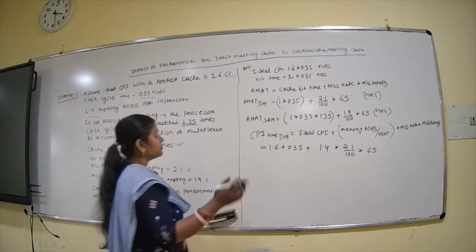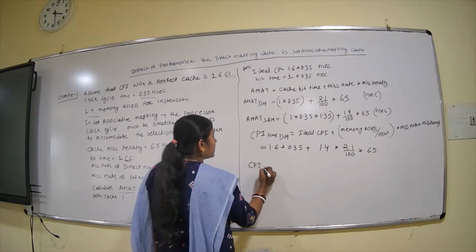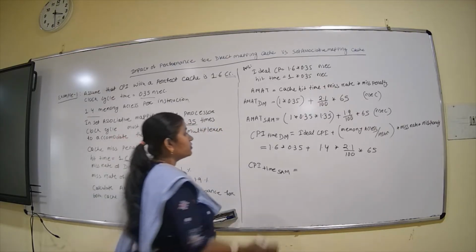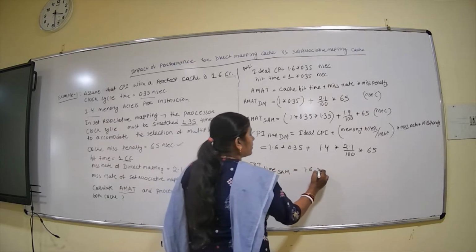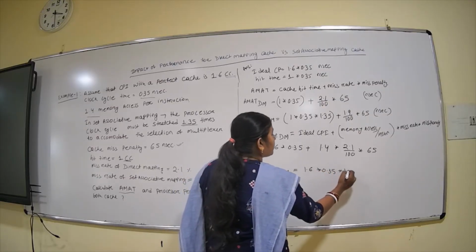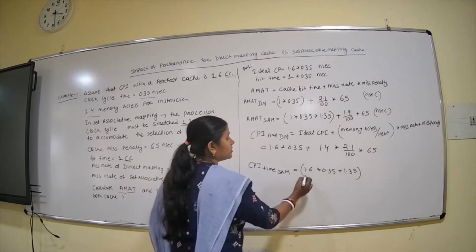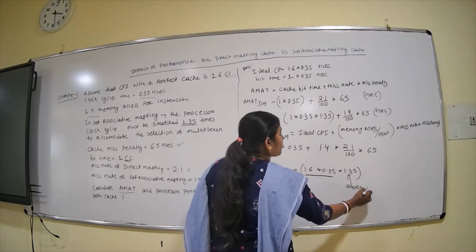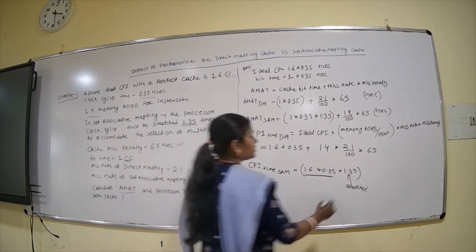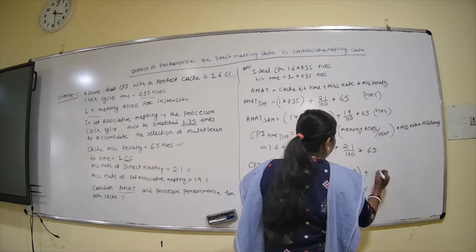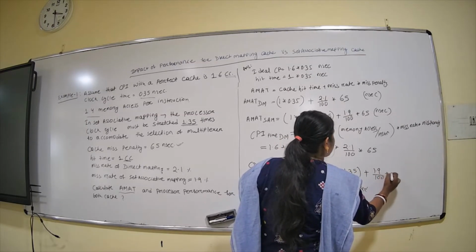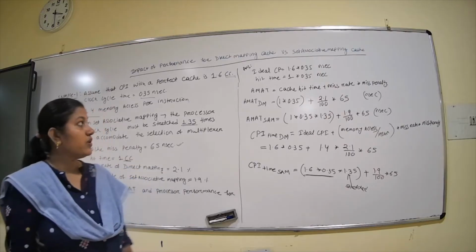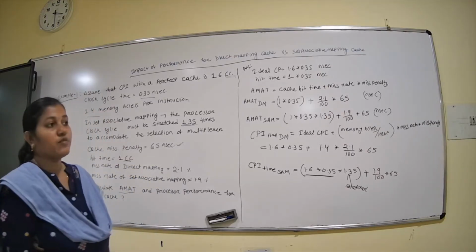Okay. Now, CPI time for the associative mapping. So here the ideal CPI will be stretched by 1.35 times. This is your ideal CPI. This is your stretched time. Okay. Now, what is the miss rate of the set associative mapping? 1.9 by 100 into miss penalty. Okay. So this is regarding your associative mapping versus set associative mapping versus direct mapping.